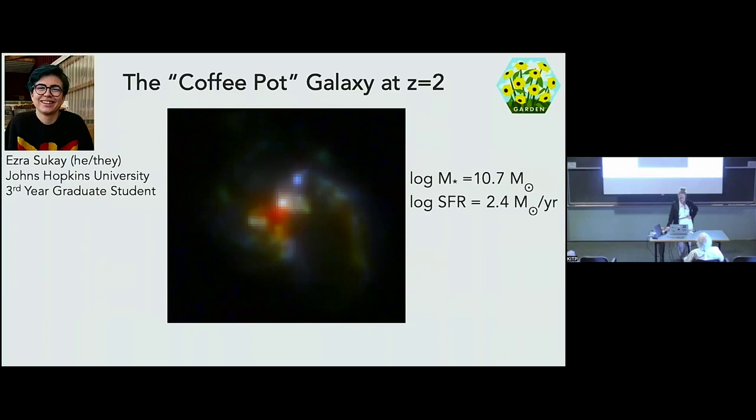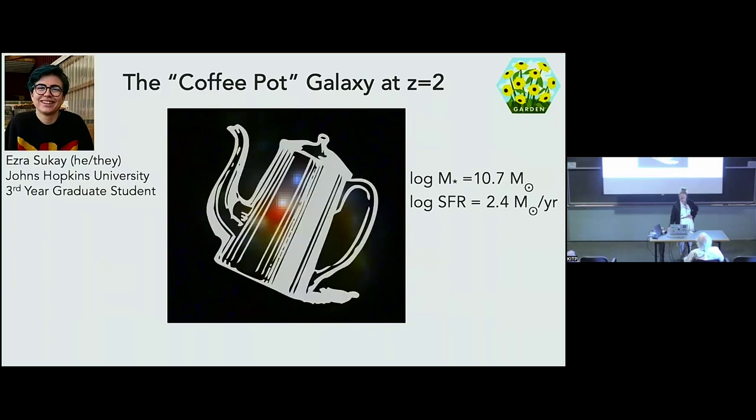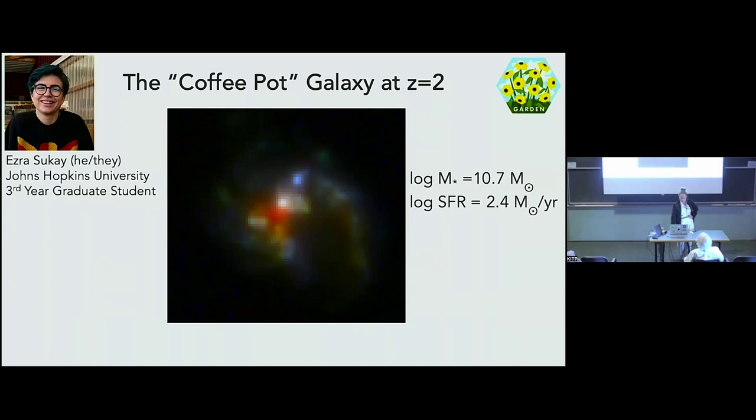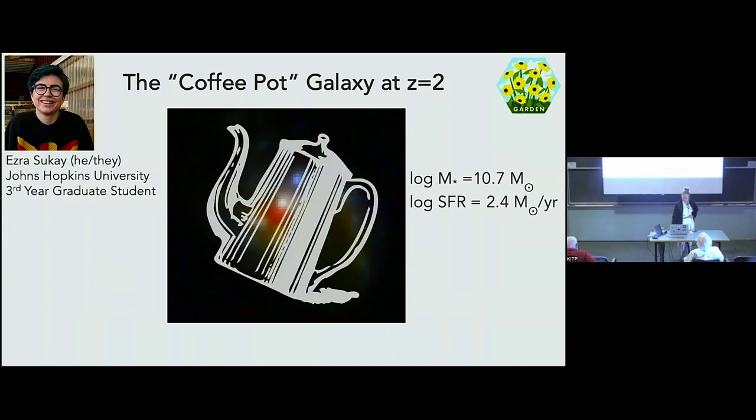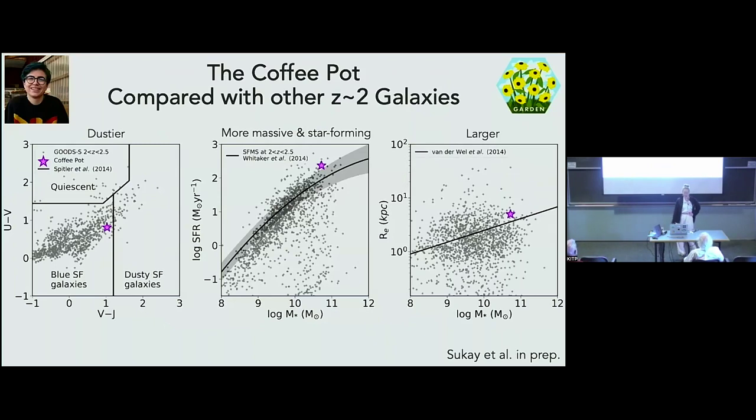These images are stunning from NearCam. Stellar mass of 10 to the 10.7, star formation rate 10 to the 2.4. Call it the coffee pot because it has an arm and a spout and a top. And it's easy to talk about different features when you name it.